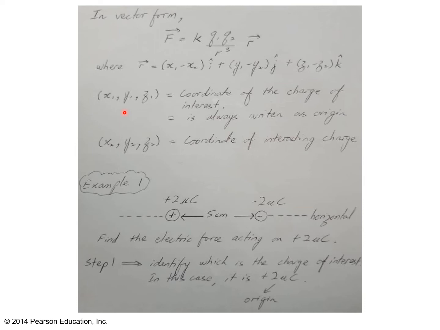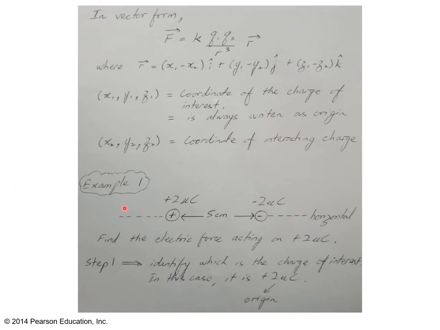So after you have identified which charge system is the charge of interest, then you are going to write the coordinate as origin, which means 0, 0, 0. Are you clear? Now let us look at one example.